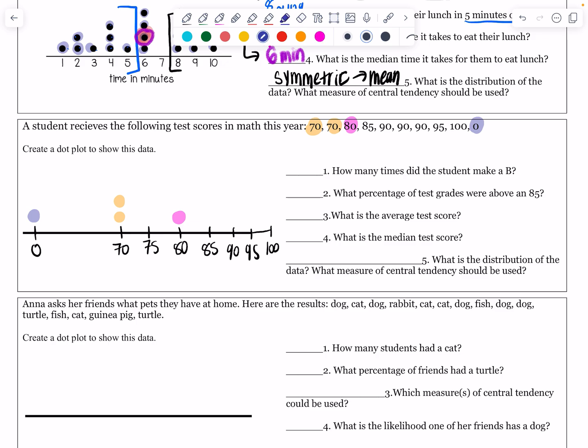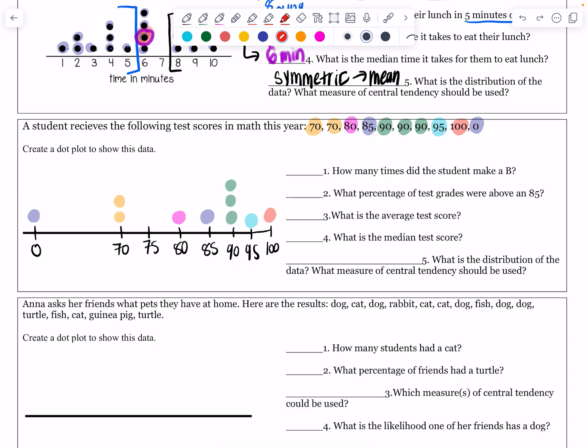Okay, 85. I have one of those. How many 90s do I have? Oh, I have a lot of 90s. I did good. 90, 90, 90. I got 3 of those. 1, 2, 3. 95. There's just one of those. And then there is 1 100. So there we go. Let me make sure I counted this right. 1, 2, oh gosh. 1, 2, 3, 4, 5, 6, 7, 8, 9, 10 pieces of data.